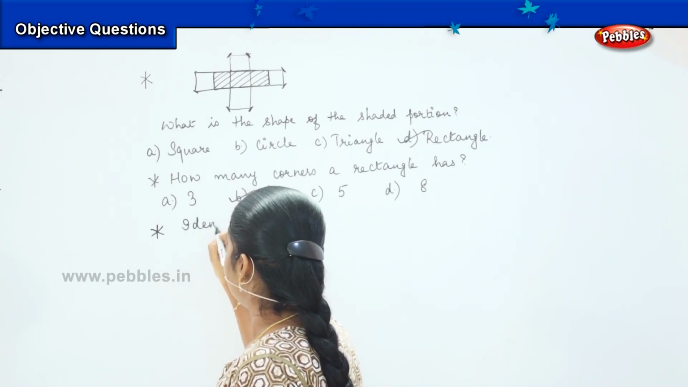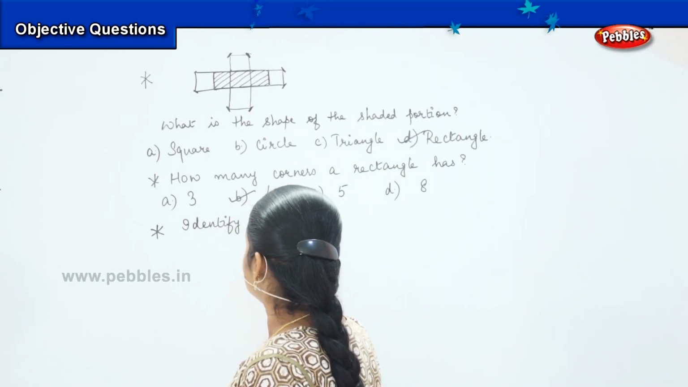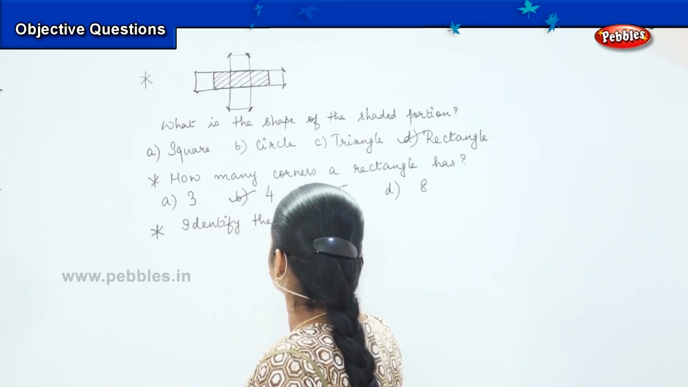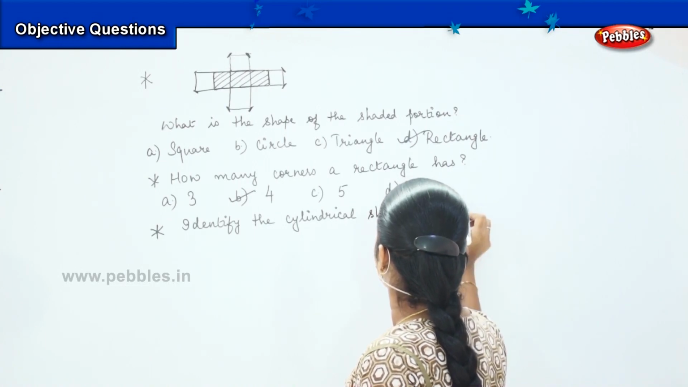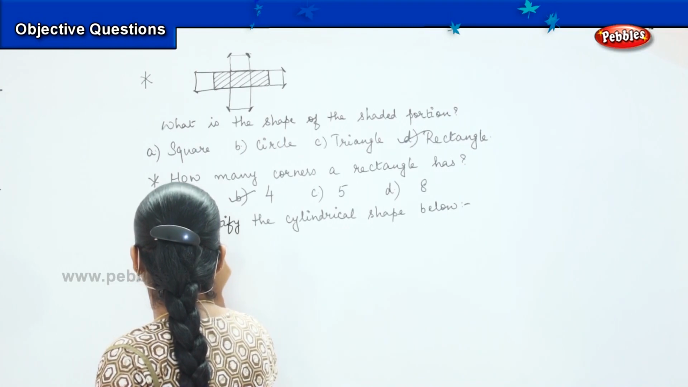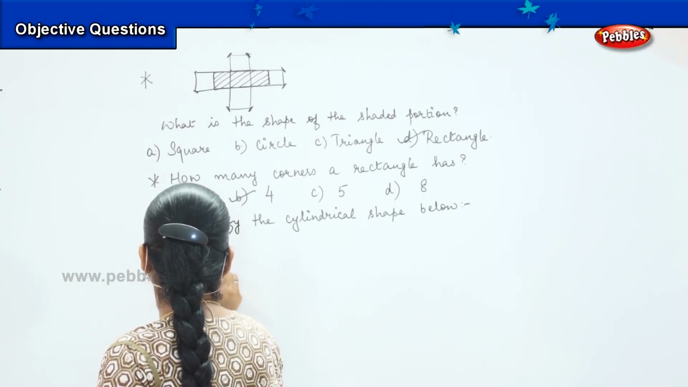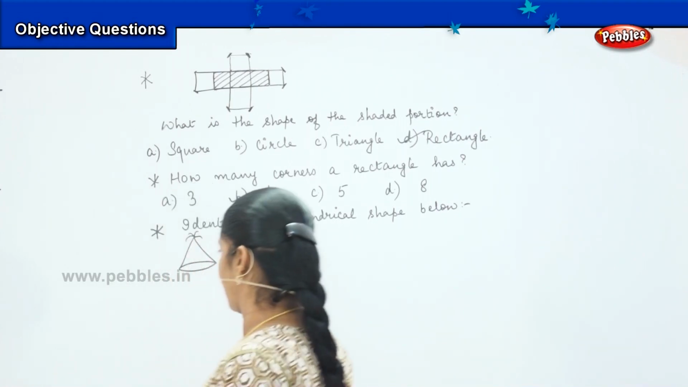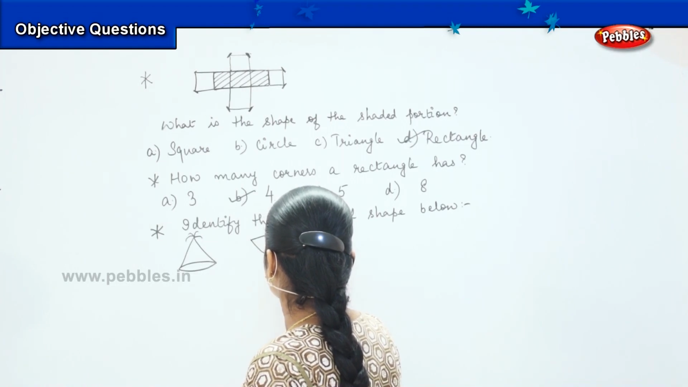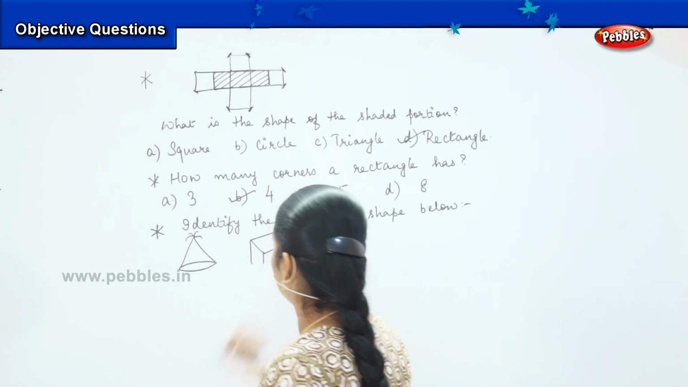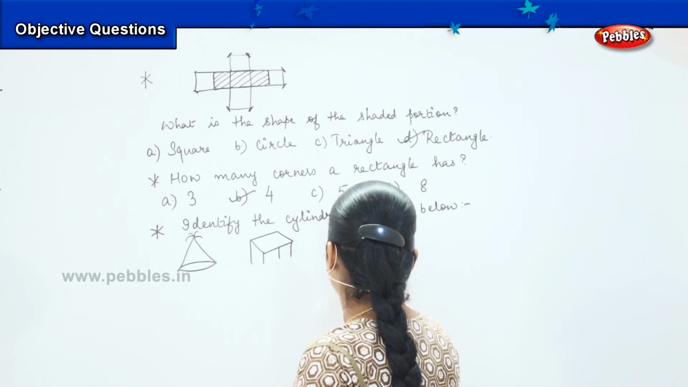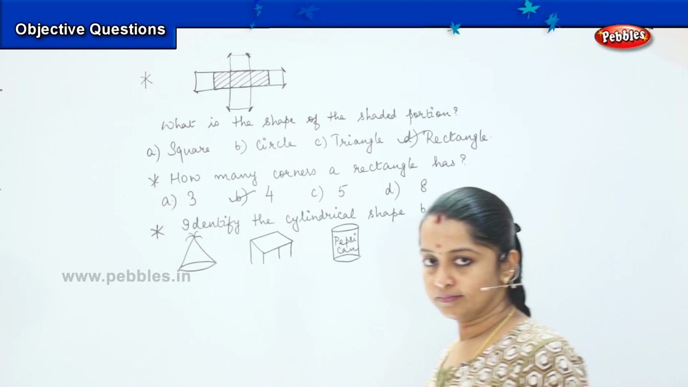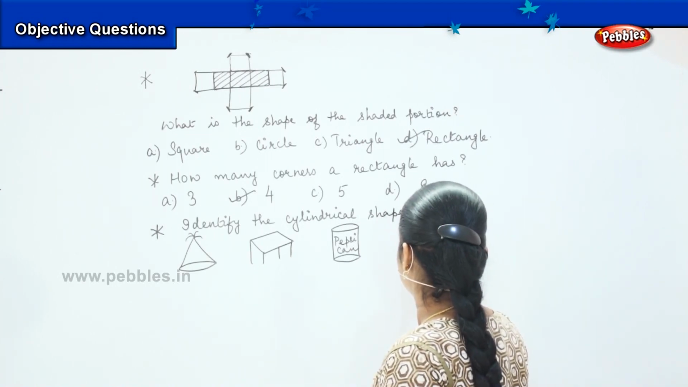You have to identify the cylindrical shape in the given picture. And your options are, the first one is a birthday party cap. The second one is a writing table, where you do your writing. Okay. The third one is my Pepsi can. You all love Pepsi, right? And the fourth one is my spoon.